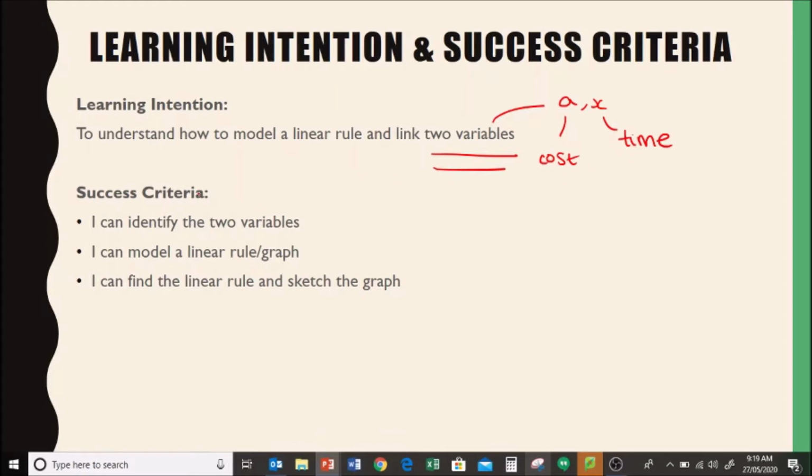So today's success criteria is that you can identify the two variables in a worded problem. You can model a linear rule or graph using a Cartesian plane, which looks like this. And hopefully you are also using your ruler. Let your teacher know if you don't have a ruler as well. And the last success criteria is that you can find the linear rule and sketch the graph.